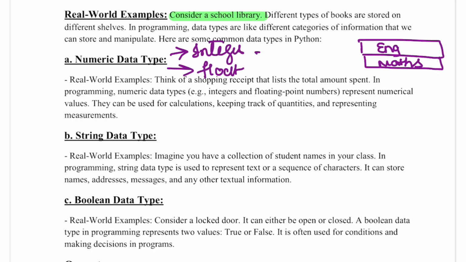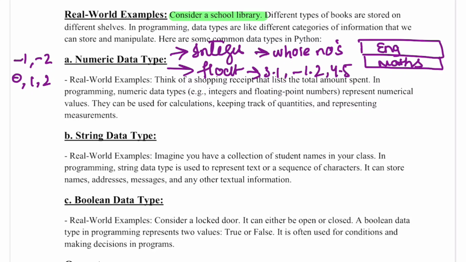So integers are whole numbers. Whole numbers means -1, -2, 0, 1, 2 until infinity. So all whole numbers are integers and all decimal numbers are floating point numbers. So for example, 3.1, -1.2, 5.5, 4.5, etc. Okay, so all numbers that are with a decimal are called floating point numbers, and all whole numbers without a decimal are called integer numbers.